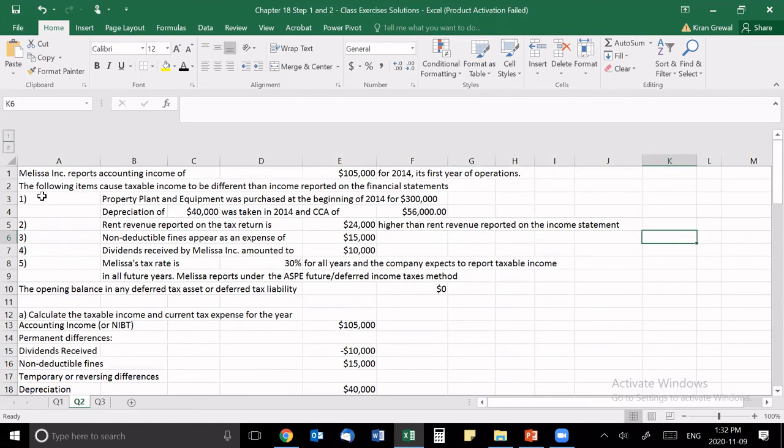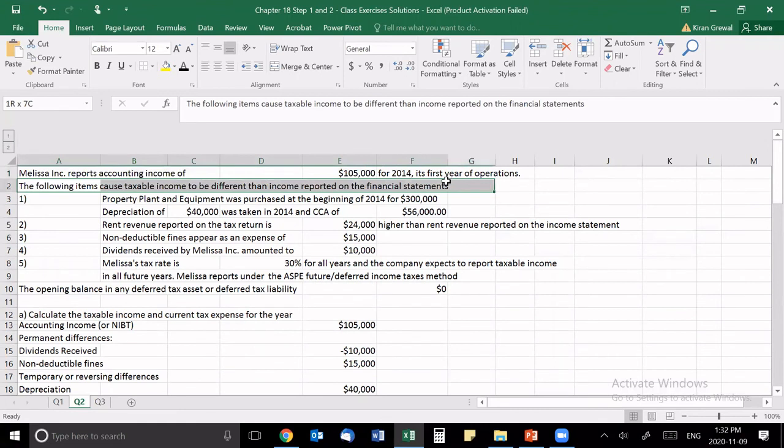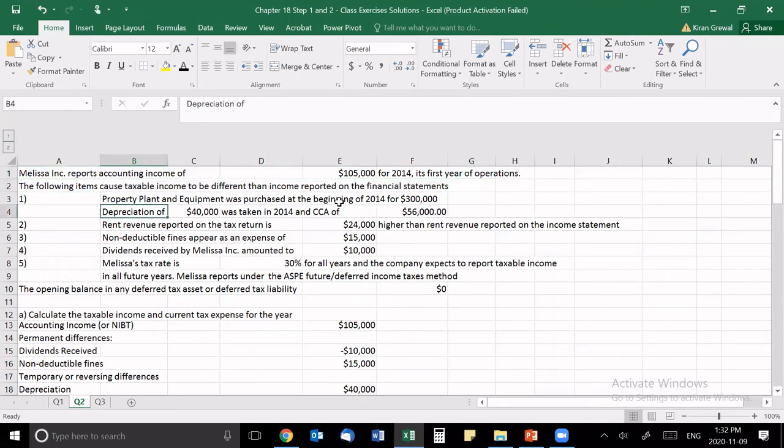So here, Melissa Inc. has accounting income of $105,000 for its first year of operations. There are some amounts that cause a difference to income reported on the financial statements. So property, plant, and equipment was purchased at the beginning of 2014 for $300,000. Depreciation of $40,000 was taken, and CCA was $56,000.